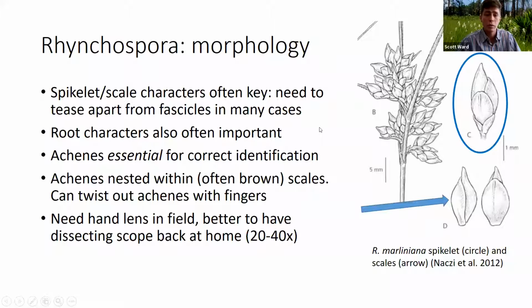Root characters can also be really important, so sometimes it's really crucial to collect below ground parts, let's say if you're collecting and IDing. And then achenes are absolutely essential for proper and correct identification. Achenes are nested within these often brown colored scales, nestled within spikelets. And it's really easy to just take the achene within the scale and squeeze it out into your hand and look at it with a hand lens or put it on your dissecting scope, either way.